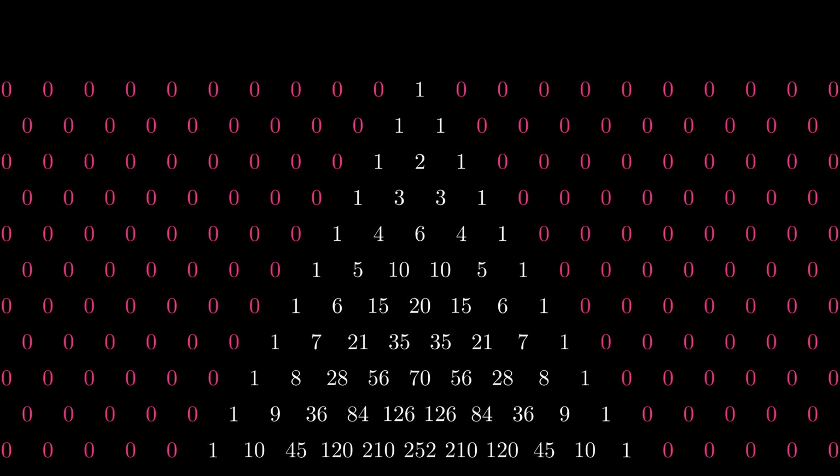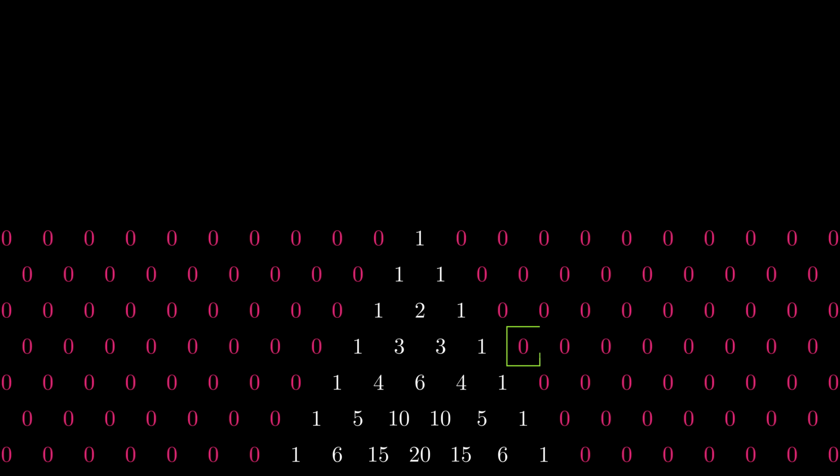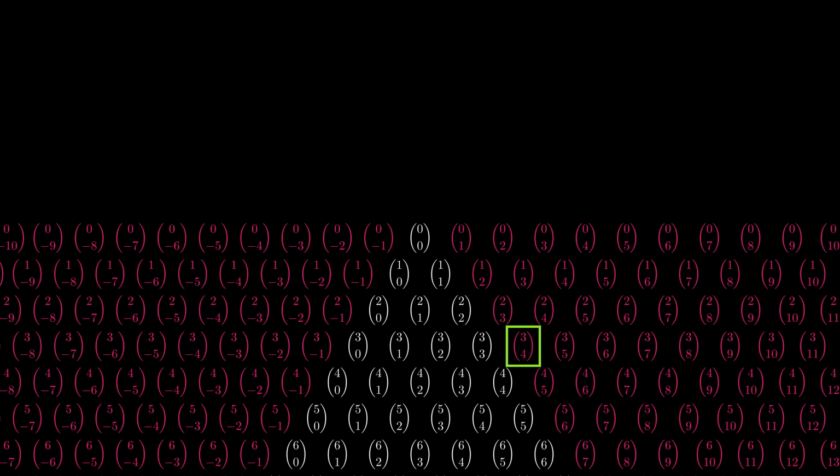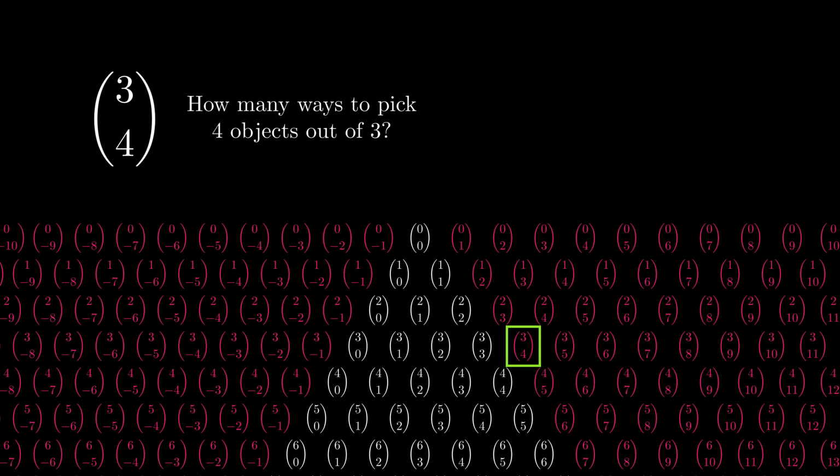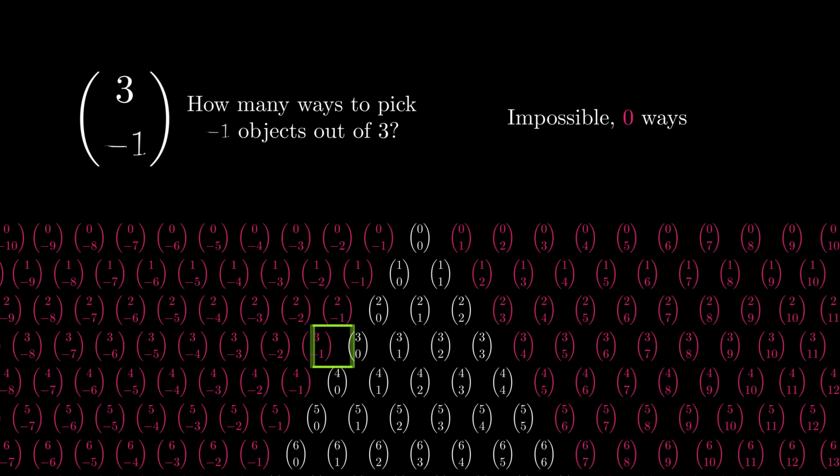Remember, these are combination numbers, so technically when we take this value, we are asking, if I had 3 objects, how many ways can I choose 4 of them? That's impossible, so there are 0 ways to do this. Similarly, we can't choose -1 objects out of 3 objects, so this value is also 0.